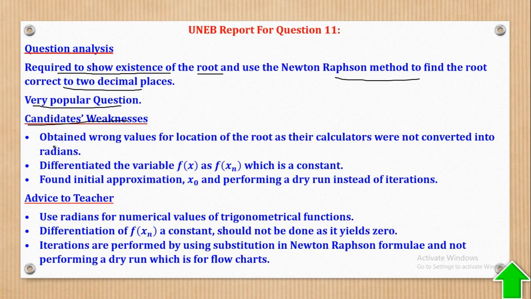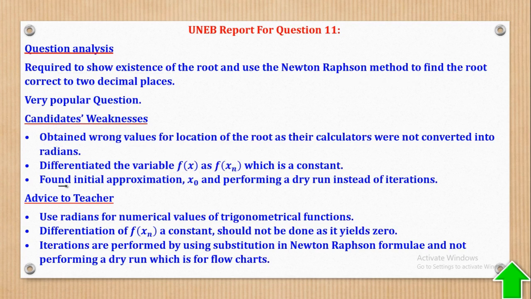So the weakness of candidates is that the candidates obtained wrong values for location of root as their calculators were not converted into radians. So the calculator must first be set to radian mode for you to get the value of f2 and f3. Then also candidates differentiated the variable fx as fxn. Remember that during the solution I told you, you don't interchange fx with fxn. When you're differentiating, you differentiate fx, and when you're substituting in the expression for Newton-Raphson, that's when you put fxn.